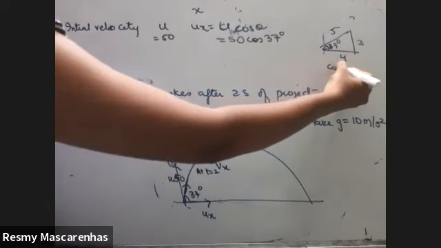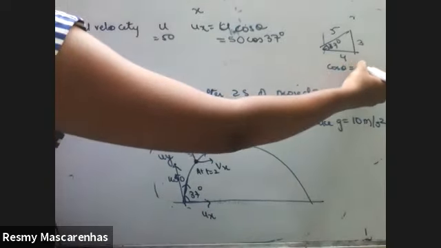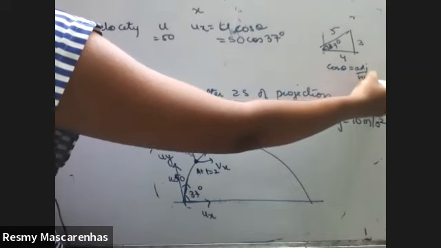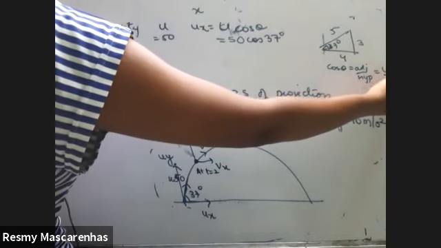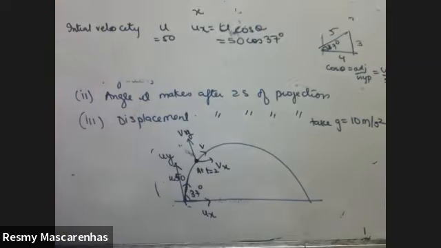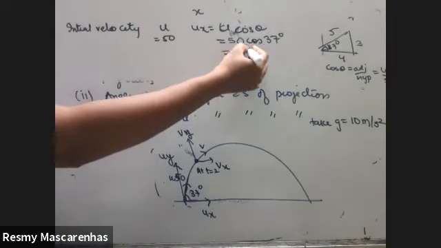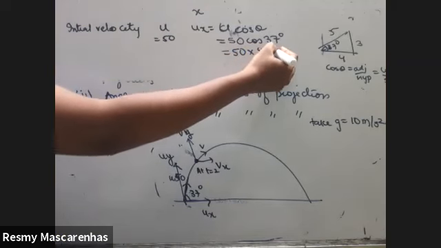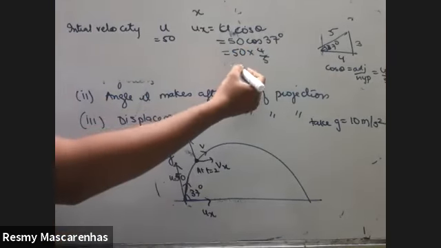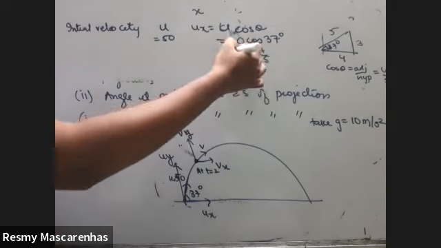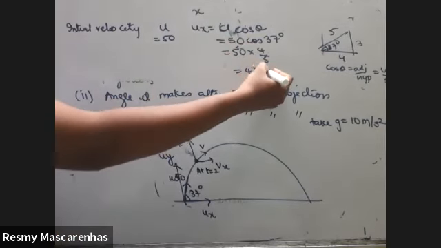So cos theta is how much? Always adjacent upon hypotenuse. That will be 4 upon 5, looking at the diagram. This is a fixed triangle. So this will be 50 into 4 upon 5. So Ux is 40 meters per second.